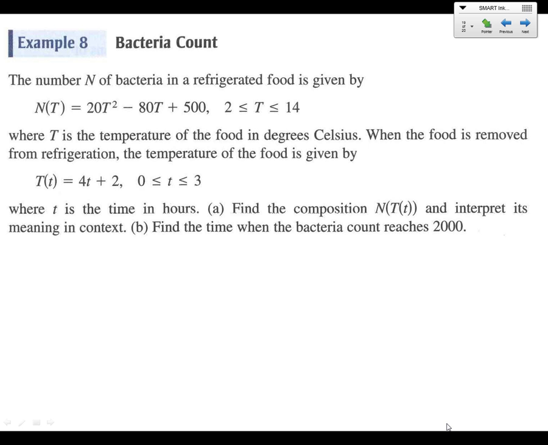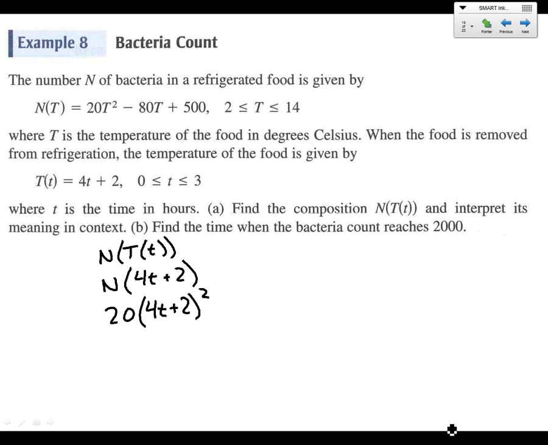We're going to compose these two functions and interpret its meaning, and then find the time when the bacteria count reaches 2,000. So let's do N of T of t first. T of t is 4t plus 2. And then the big function here, we're going to have 20. Instead of capital T, we're going to put in 4t plus 2, squared, minus 80 times 4t plus 2, plus 500.